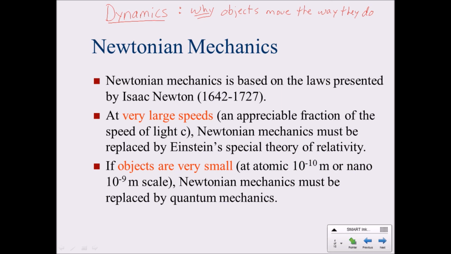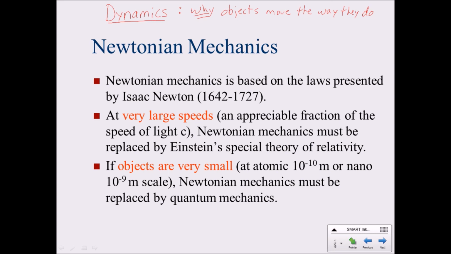So previously we had been talking about kinematics. Kinematics was just describing the motion of objects. We described the acceleration of an object. We described how its velocity changed, what its velocity was. We calculated its velocity at different times. But we didn't really talk about why the object accelerated.